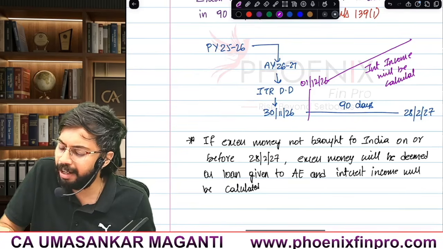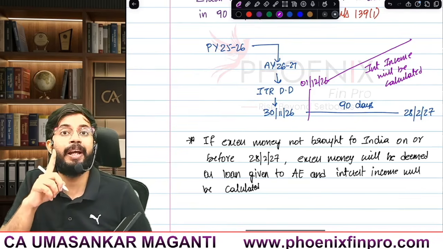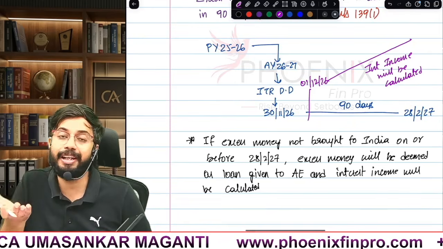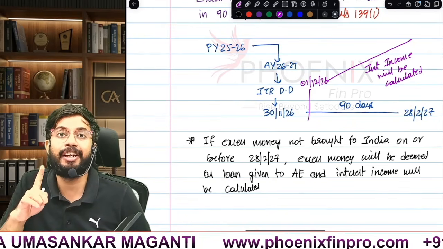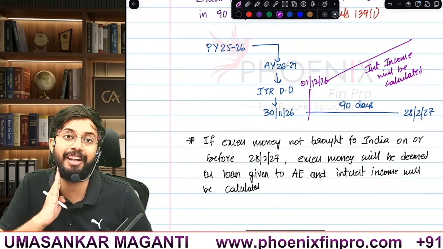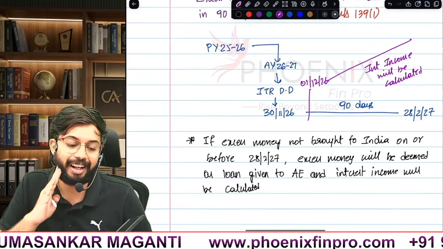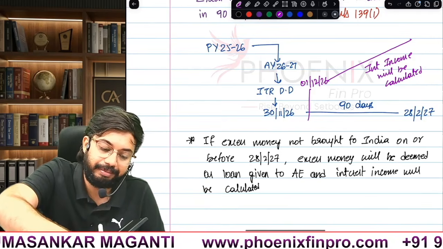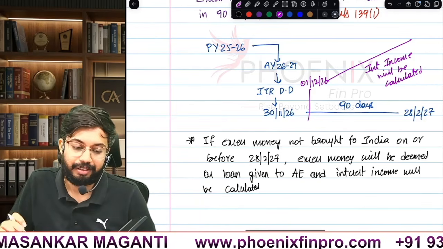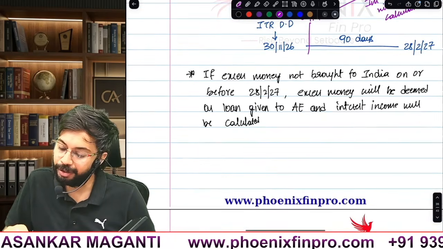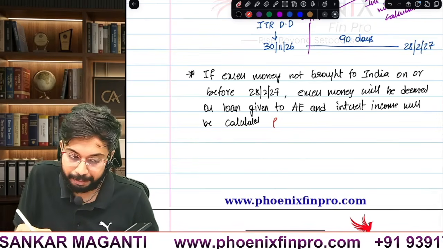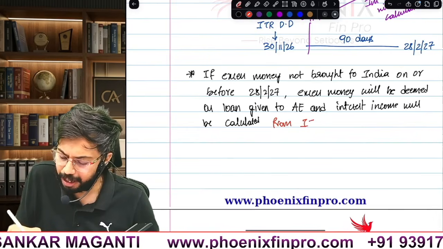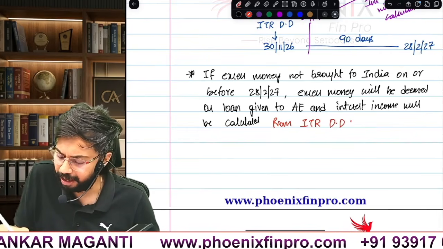So, if you violate the provisions, you have to pay interest. Interest income will be calculated. It will not be calculated after 90 days. It will be calculated from the first day immediately after the ITR due date. Are you able to understand? So, interest income will be calculated from the ITR due date under section 139.